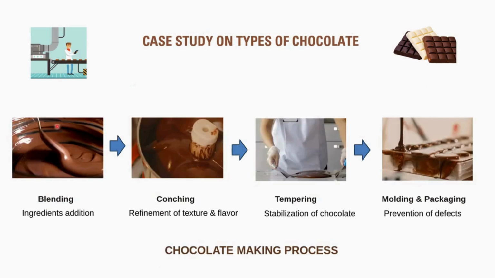Then comes the blending stage where all ingredients like your cocoa liquor, cocoa butter, sugar, and milk are mixed together. The blend is mixed thoroughly with the help of a grinder, which aids in further reduction of particle size. This process of refinement of texture and flavor is called conching.